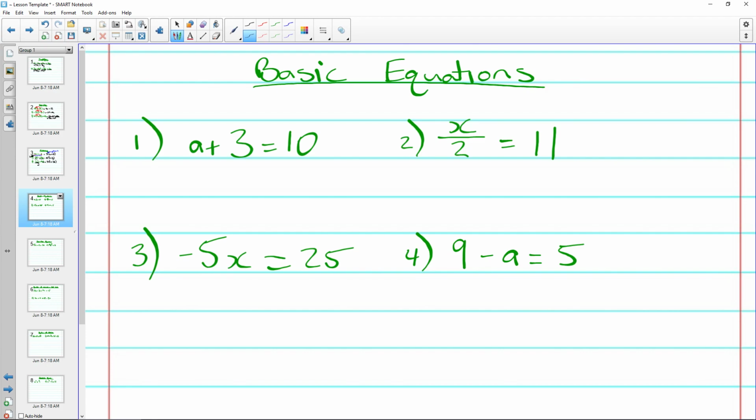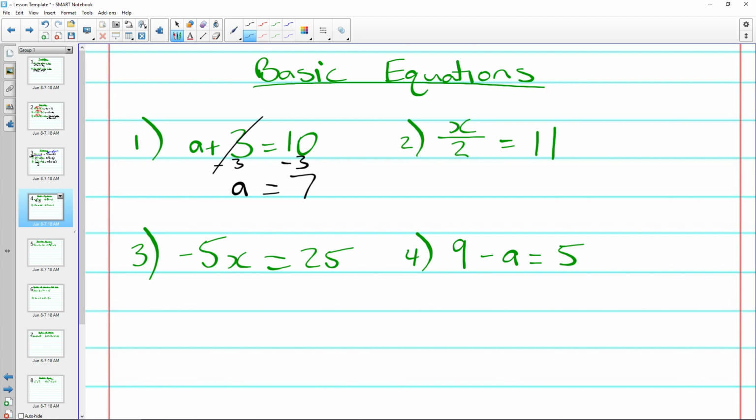So here we have a plus 3, and that equals 10. So what we need to think of is, well, what's the opposite of plus 3? The opposite of plus 3 is minus 3. And if I'm going to minus 3 on one side, I need a minus 3 on the other side as well. So by doing that, the 3's cancel out, leaving me with just a, and 10 minus 3 equals 7. And that's my answer.